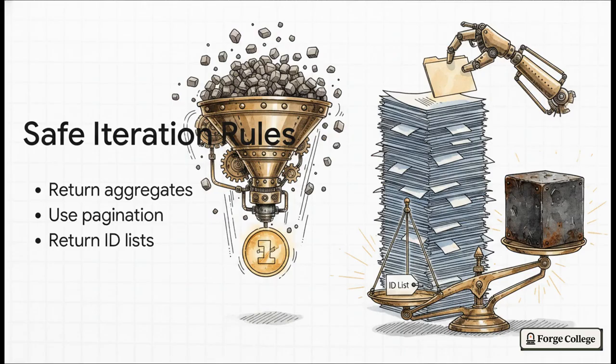We use gas-safe iteration techniques. Instead of trying to return these massive bulky arrays, we calculate and return aggregated values instead, like, say, just a simple sum of the IDs. Or if a user interface absolutely needs the data, we implement pagination, so we're only handing over a small, manageable slice of the array at any given time. Another trick is to just return a list of lightweight identifiers instead of the full, heavy structs. These are the real-world engineering habits that keep your smart contracts actually usable.